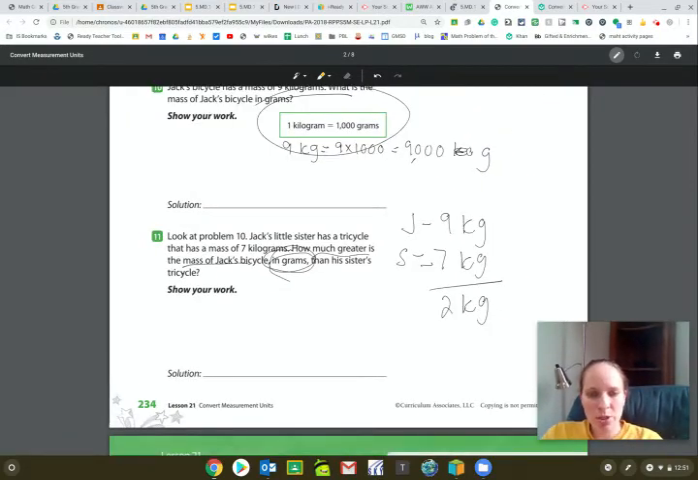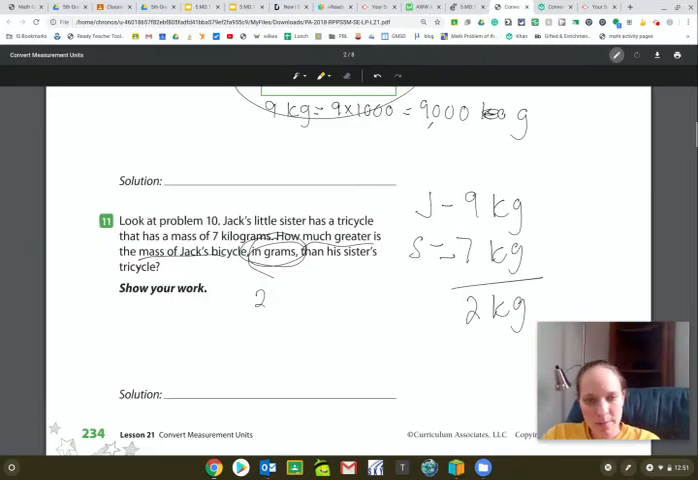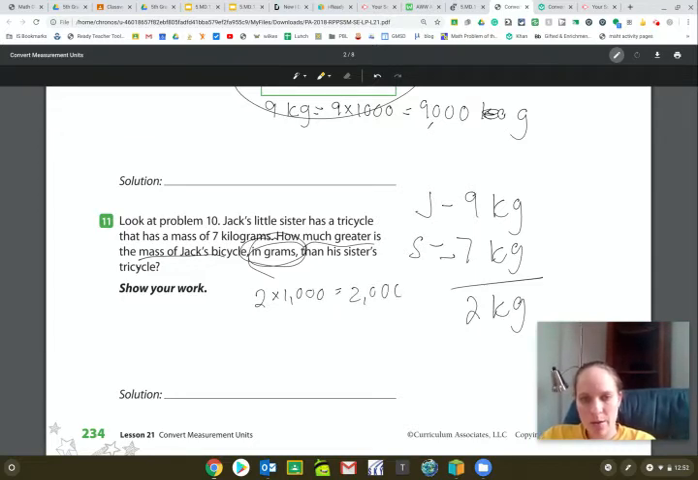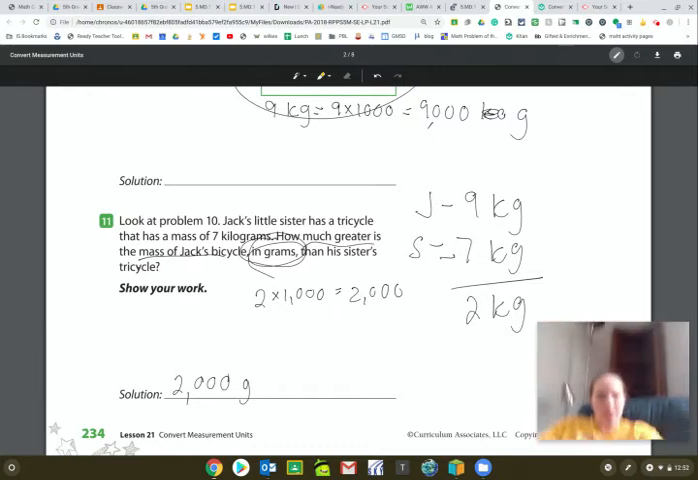Since I have 2 kilograms, that's 2 groups of 1,000, which gives me 2,000 grams. So Jack's bike is 2,000 grams more than his sister's bike.